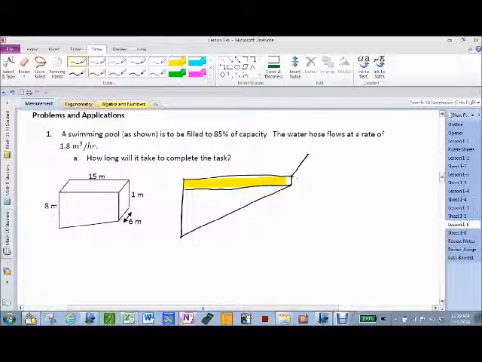Length times width. This is 15. And how tall is this part? 1. Agreed? Because remember, I'm only looking at the front of it. You with me, Vanessa? So this in here is 15 meters squared, yeah? Everybody cool with that? Okay.